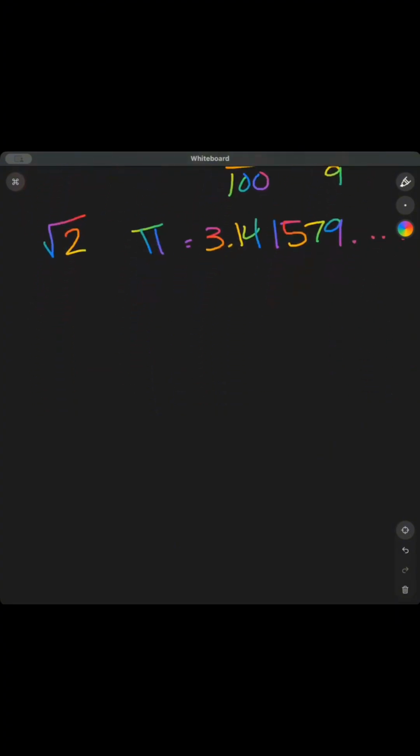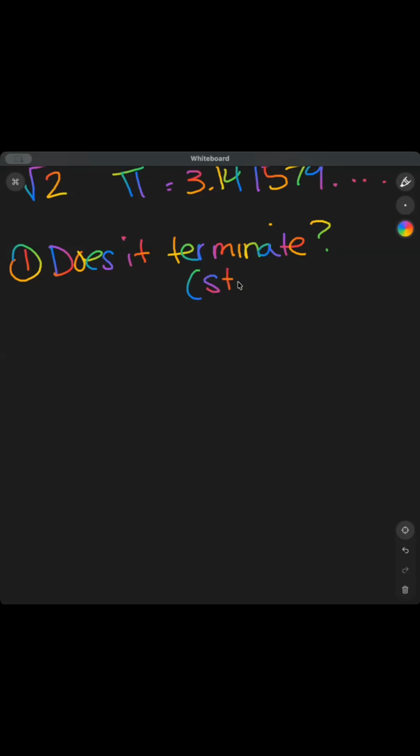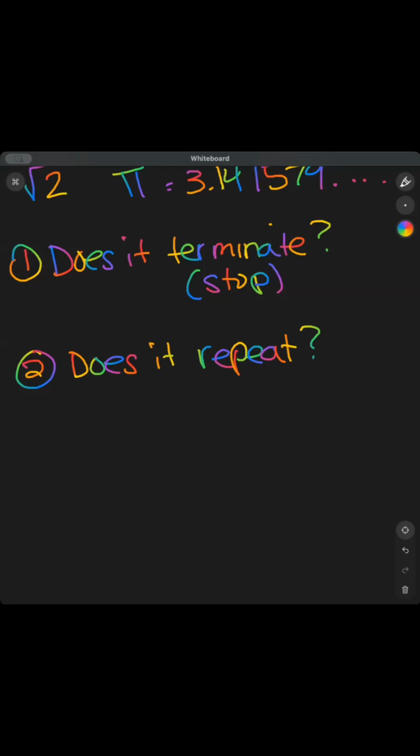And so to determine if something is rational or irrational, there are two magic questions. The first question is, does it terminate? And the word terminate means stop, okay? So does it stop? And the second question is, does it repeat? If your answer to either of these is yes, it's automatically rational. It has to be both no for it to be irrational.